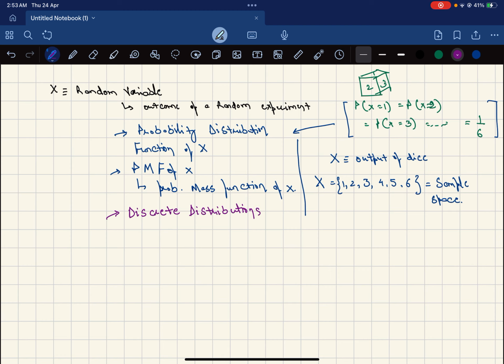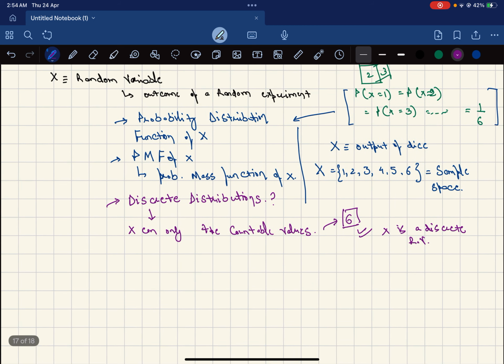Now what is a discrete distribution? X can only take countable values here. We know that X in this case can only take 6 values, and therefore X is a discrete random variable. So X is a discrete random variable because it can take a limited countable number of values. It cannot take infinite number of values in a particular range of X.